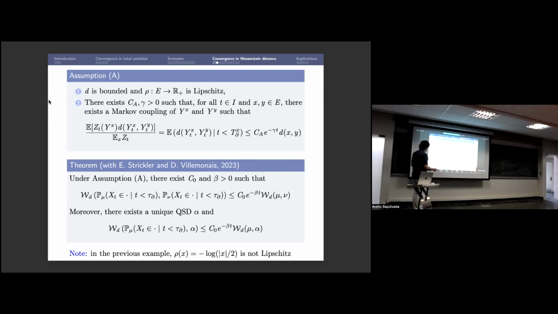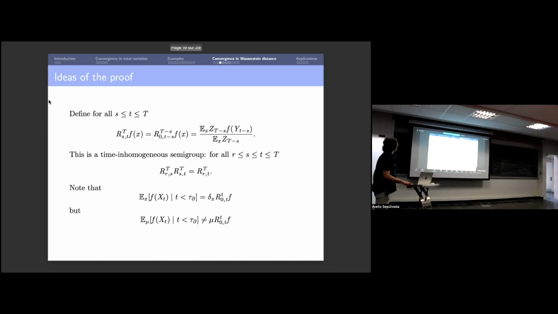So here's the main result. And just to come back to the previous example, if you look at the case where the probability of survival was the absolute value of x over 2, then it gives you rho of x as minus log of |x| over 2. And of course, this is not Lipschitz, because at 0 it's minus infinity. So it does not enter this theorem, and that's fortunate. Okay, so this is the main result. And now I can give ideas of the proof, or I can come back to my examples.